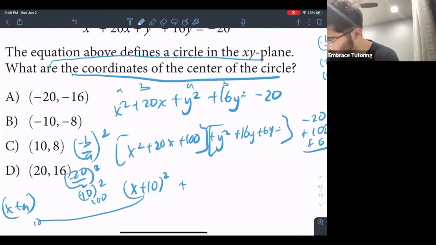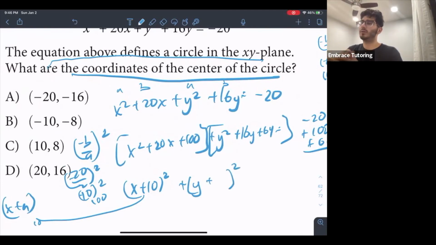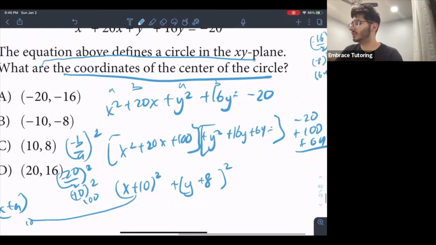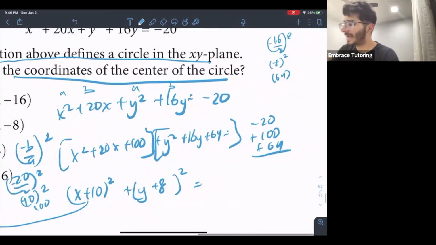And now, since that would be 10, you would do y plus what value, squared, gives you y squared plus 16y plus 64. The only option that would work would be 8, because 8 plus 8 is 16, and 8 times 8 is 64, which matches up to these two numbers. And then you would just add the -20 plus 100 plus 64. If you add that, it's -20 plus 100 plus 64 to get 144.